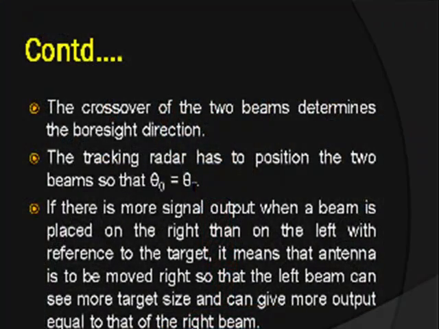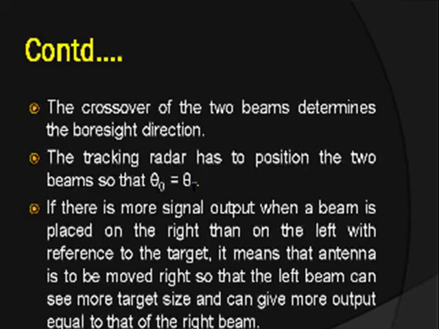If we require angle information in two dimensions, that means both azimuth and elevation are required, we require 4 beams in all. That is, 2 beams for azimuth and 2 beams in the orthogonal plane for the elevation. The crossover of the 2 beams determines the bore side direction.